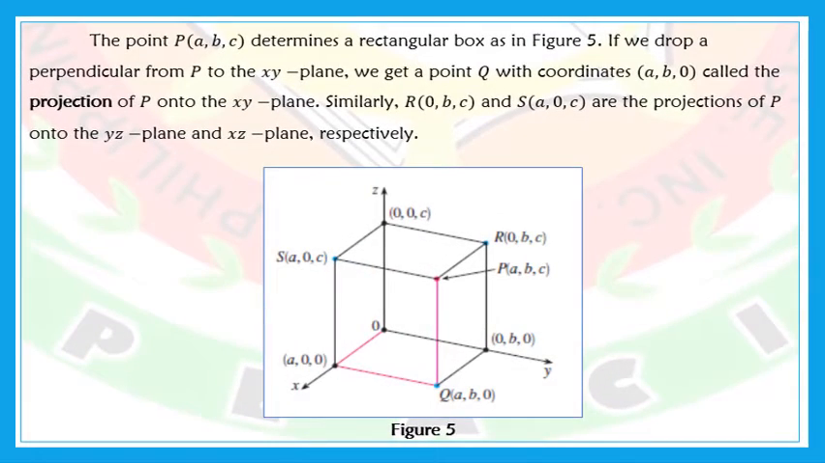The point P determines a rectangular box, as in figure 5. Okay? So, mag-connect tayo ng mga points, makakabuo tayo ng rectangular box. If we drop a perpendicular from P to the XY plane, ito yung XY plane natin, we get a point Q. So, ito. If we drop point P here, perpendicular siya dito kay XY plane.